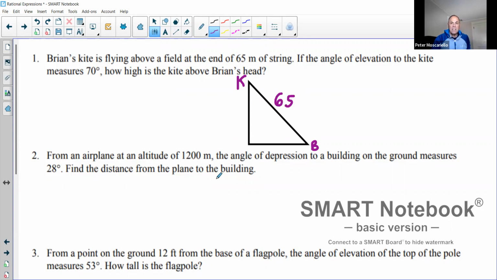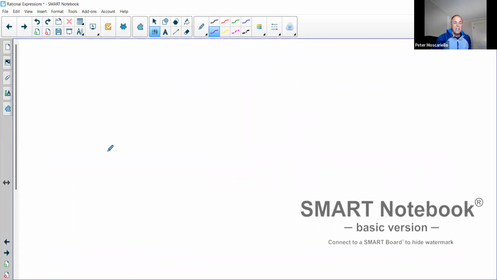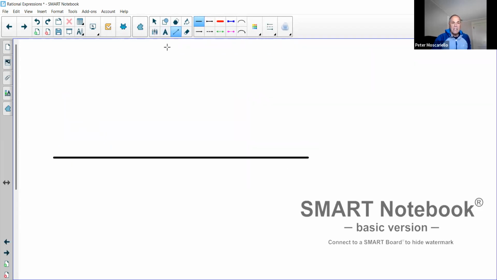So that's 65. If the angle of elevation to the kite measures 70 degrees, that's this angle here. So let's talk about angle of elevation and depression. Here we have the ground, horizontal. Here we have you. That looks like you, doesn't it? And you're looking at an object that has some height. You're looking at the kite.